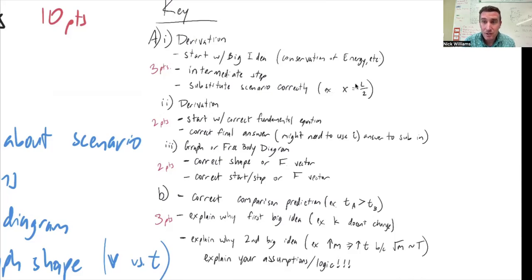The key piece on these ones are to explain your assumptions and explain your logic. So you might have to say, I know that there is more net force in scenario A, and because there's more net force, there must be more acceleration. And if something is accelerating greater, it will have a greater final velocity, which means its time will be less, right? Give it A to B to C to D. Explain all your steps.